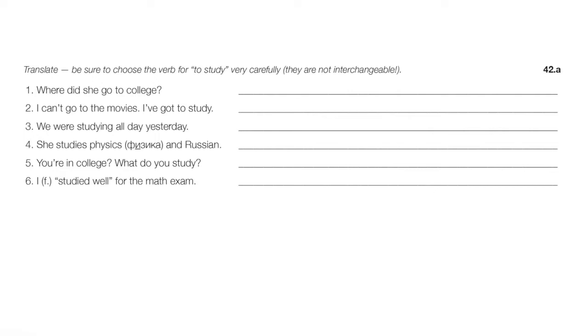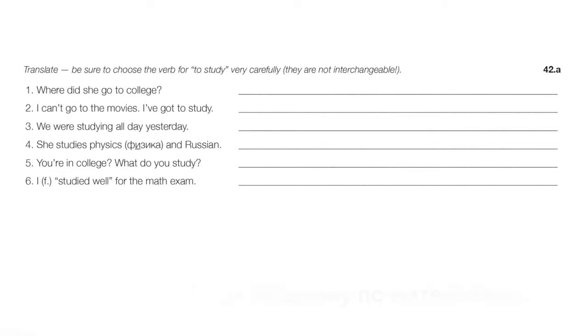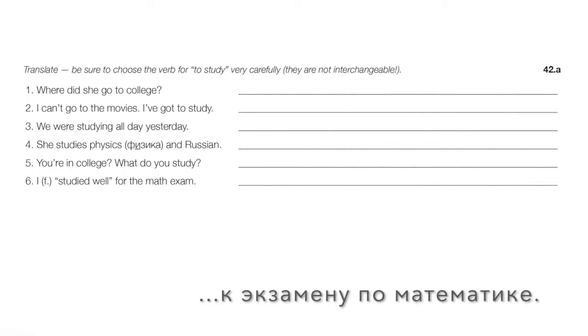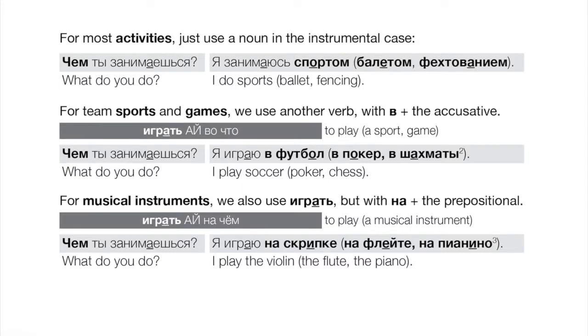This is the fourth verb we looked at. Я хорошо подготовилась, right? Feminine subject. Я хорошо подготовилась к экзамену по математике, right? К экзамену, right? I studied for the exam, and then it's an exam in math, по математике. Okay, let's look at ways to talk about our interests, sports, instruments, all sorts of things here.